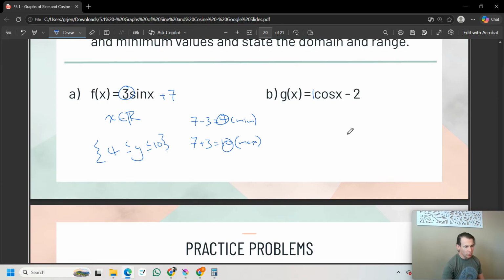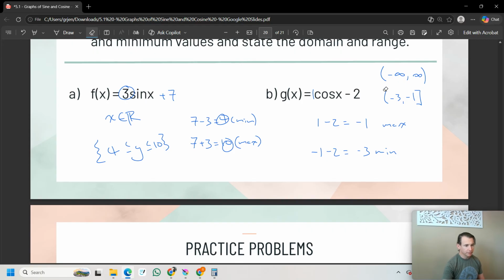Here, our amplitude is 1. And 1 minus 2 is minus 1. Okay, so that's our maximum actually for this one. And then minus 1 minus 2 is minus 3. That's our minimum. So this one as well has the domain of minus infinity to infinity. Okay, that's our domain, but our range is minus 3 comma minus 1, but inclusive, my goodness. Okay, so we include the maximums and minimums.